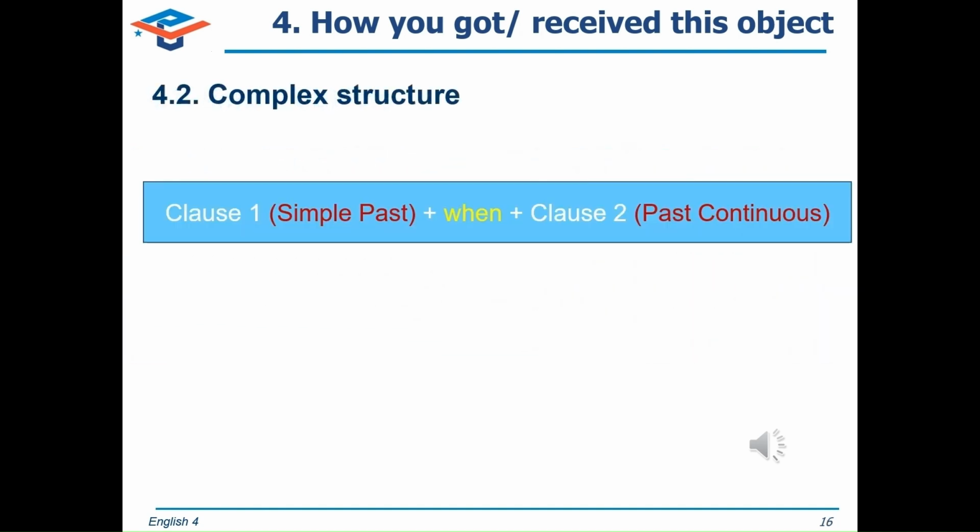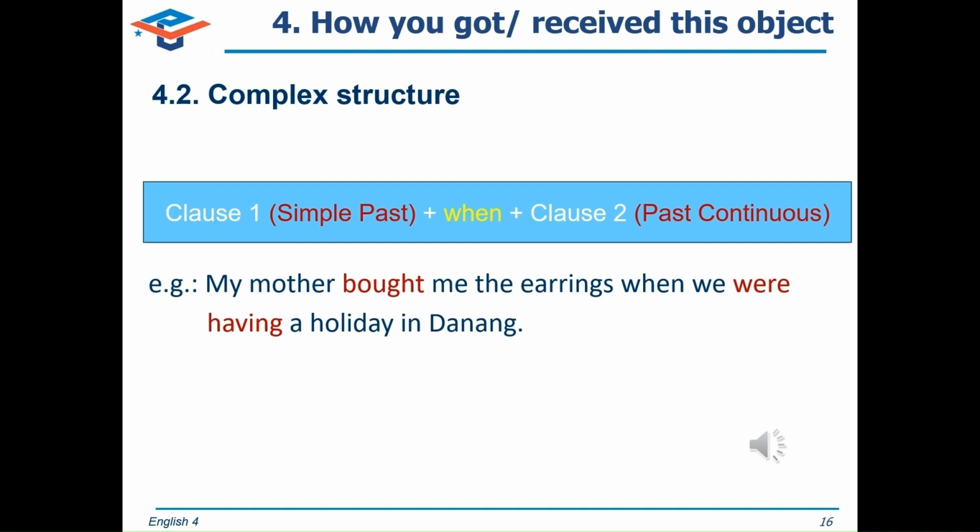In addition, you can use the complex structure with when clause and simple past and past continuous tense to describe the situation when you got the object. For example, my mother bought me the earrings when we were having a holiday in Da Nang.